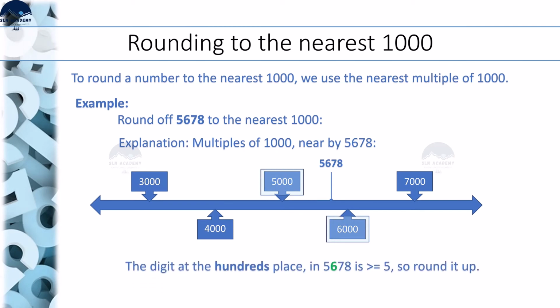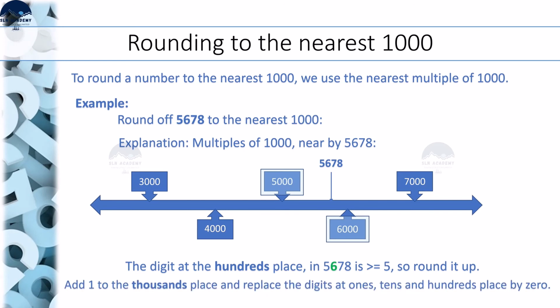The digit at the hundreds place in 5678 is 6, and it is greater than or equal to 5. So, round it up. Add 1 to the thousands place and replace the digits at ones, tens, and hundreds place by 0. And the answer is 6000, and it is rounded up.